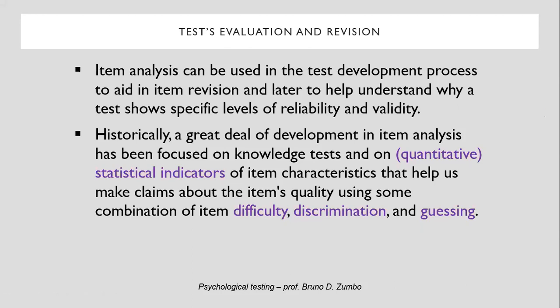So today I'm going to talk about item analysis, and as we all know, hopefully at this point, item analyses can be used in the test development process and test revision, and even later to understand why a test shows specific levels of reliability and even validity. The aim is to have approaches that inform the whole design, development, administration, and potentially down the road, revision of a test. Historically, a great deal of development in item analysis has focused on knowledge tests or aptitude tests, but mostly knowledge tests, and on quantitative statistical indicators of item characteristics that help us make claims about an item's quality, so that whether it's a good or bad item, or whether we should retain it or revise it, we use some combination of information about an item's difficulty, discrimination, and guessing.